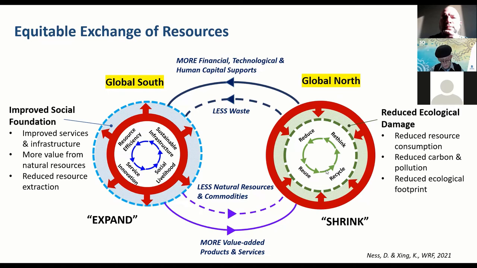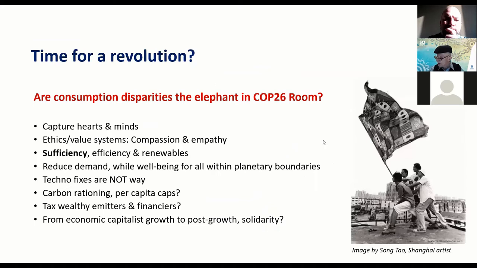So I'm just coming to the last slide, and maybe we can have some discussion here. I pose the question: is it time for a revolution? Because the changes required are so dramatic and they are not happening. I can't believe they're going to happen at COP26 because Australia's going along there with the idea of still consuming, and still having coal and exporting coal, so it's just shocking.